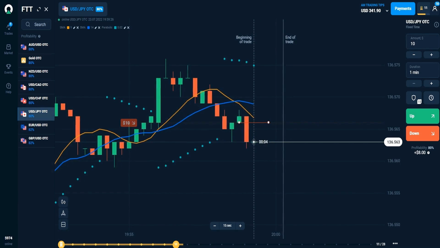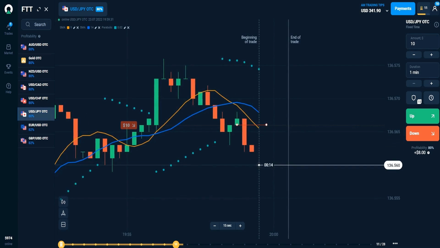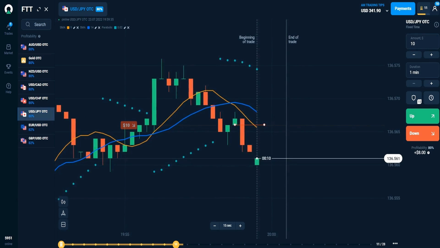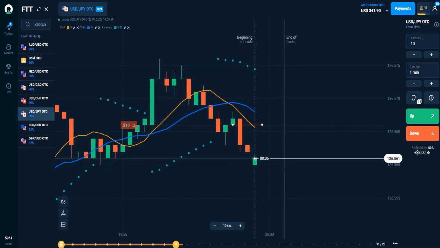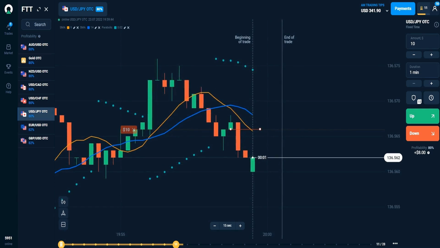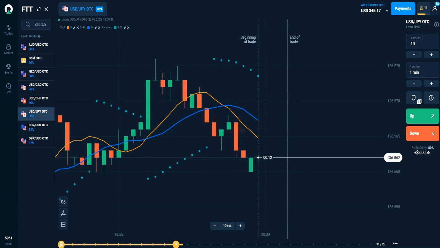You can see how the price continued to drop strongly after our entry. The SAR dots are still above the candles, confirming the trend is holding. This is a textbook example of how the strategy works perfectly when all signals align.